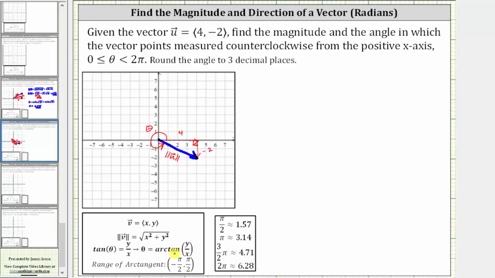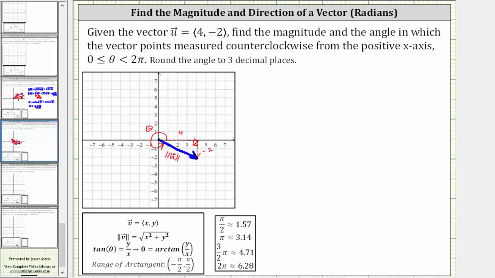However, we do have to remember the output or range of arctangent is the open interval from -pi/2 to +pi/2, which means the calculator is going to give us the negative angle rotated clockwise from the positive x-axis to the vector, and therefore we'll have to add 2 pi radians to get the angle theta that we need.